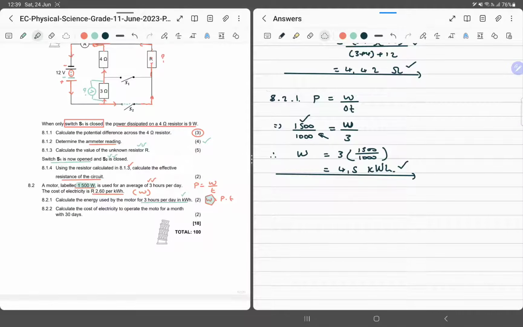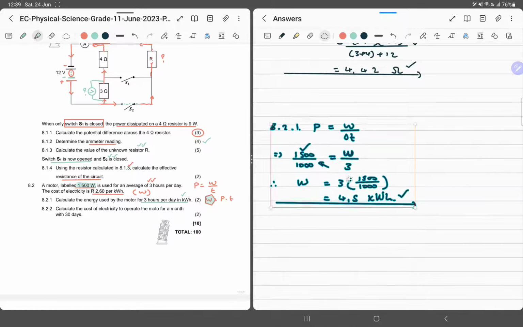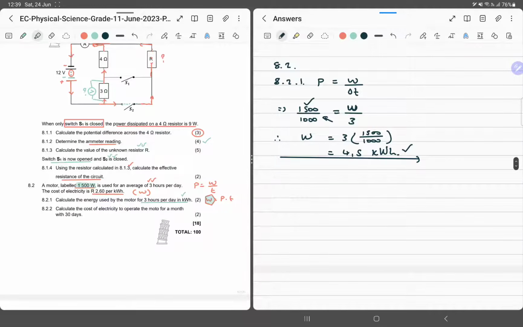Okay, all right, okay. So let's just finish up, guys. We are almost in where we want to be. So this was supposed to be 8.2. Then we move. So we've got 8.2.2. Last question. It says now calculate the cost of electricity. So you'll always be asked this question, guys. It's usually the simplest. So don't fluff it. Calculate the cost of electricity to operate the motor for a month with 30 days. So we're going to have 30 days in that month.